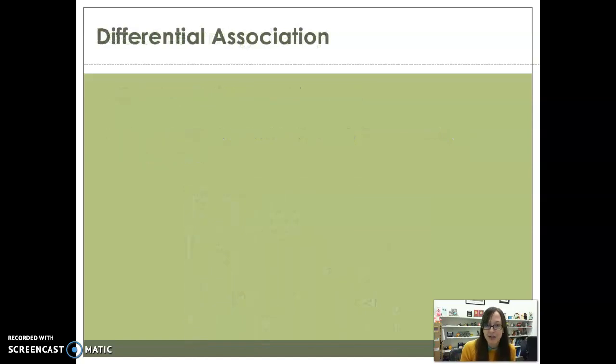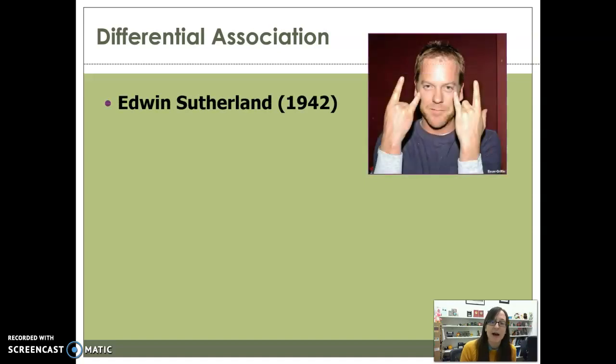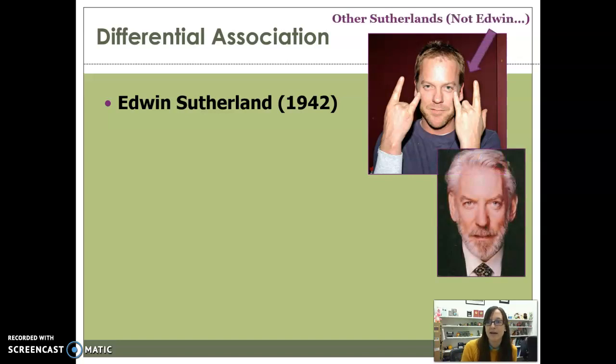Differential association is the most well-known social learning theory. This was Edwin Sutherland in 1942. And those are other Sutherlands. That's Kiefer and his dad, Donald Sutherland, who's Canadian, by the way.